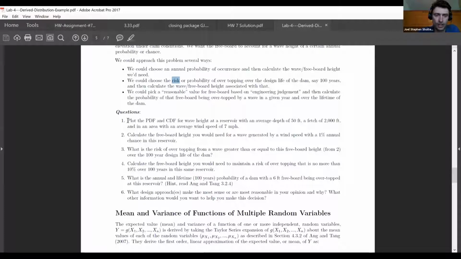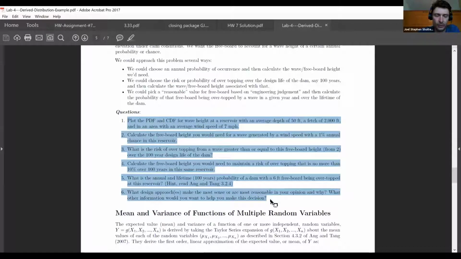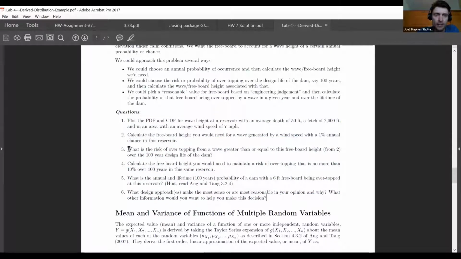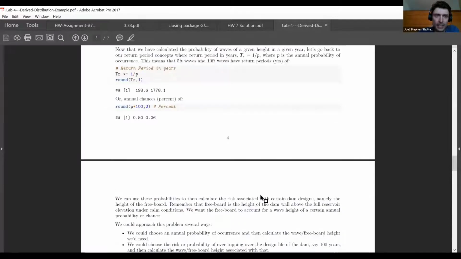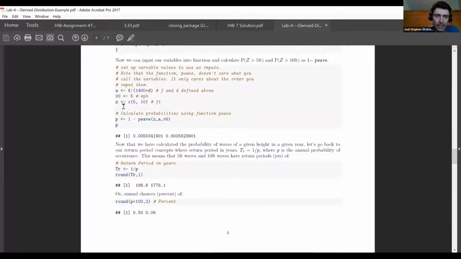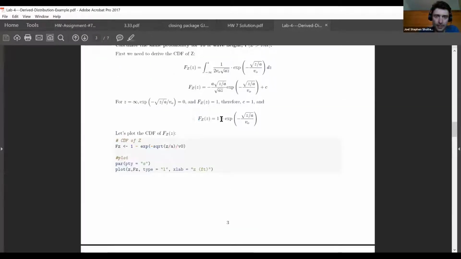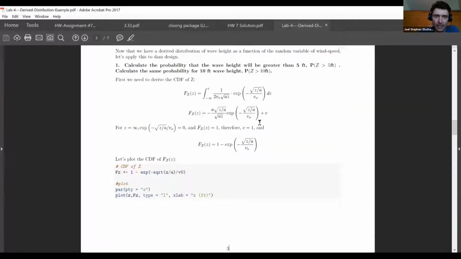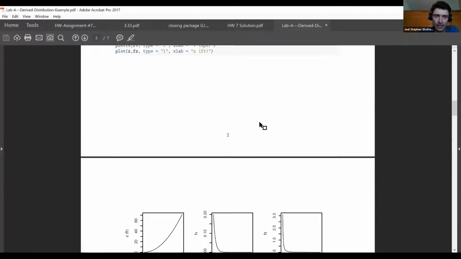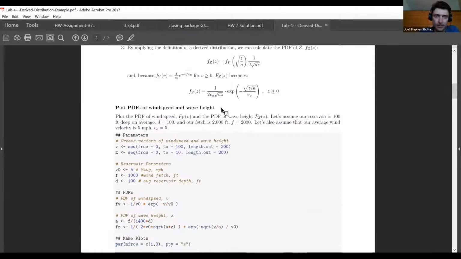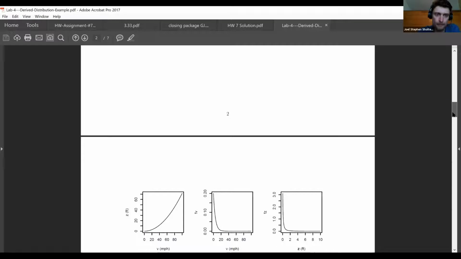I want you guys to go through and think about different ways we would design a dam so that it doesn't get overtopped by a wave. And that's what these questions get at. So you'll use the PDF and CDF of Z, which we calculate above. So here's the PDF of Z, and then the CDF of Z is up here. So these describe the wave height distributions based off of the velocity of wind distributions.